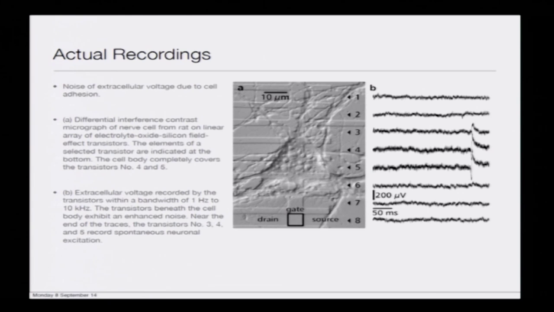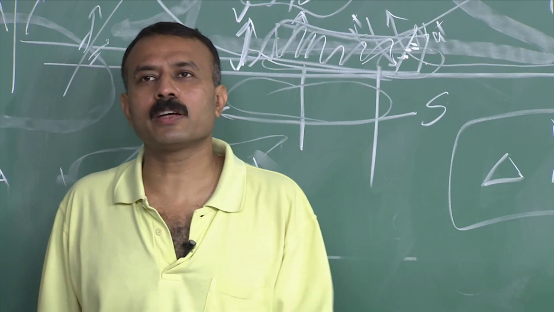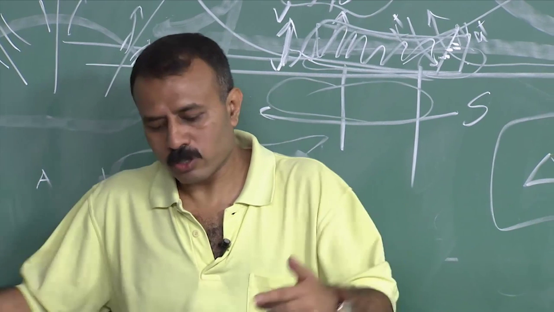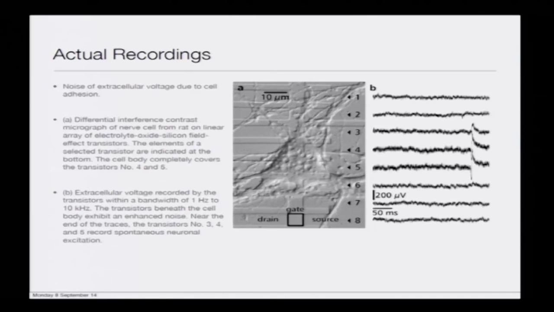So, the noise on the extracellular voltage due to the cell depolarization, and this is very important, the extracellular voltage recorded by the transistor within a bandwidth of 1 hertz to 10 kilohertz. The transistor beneath the cell body exhibits an enhanced noise near the end of the traces. Transistors number 3, 4 and 5 recorded spontaneous neuronal activation, which is very tough to pick up. These signals are very, very tough to pick up with an extracellular electrode or any other kind of electrochemical devices.